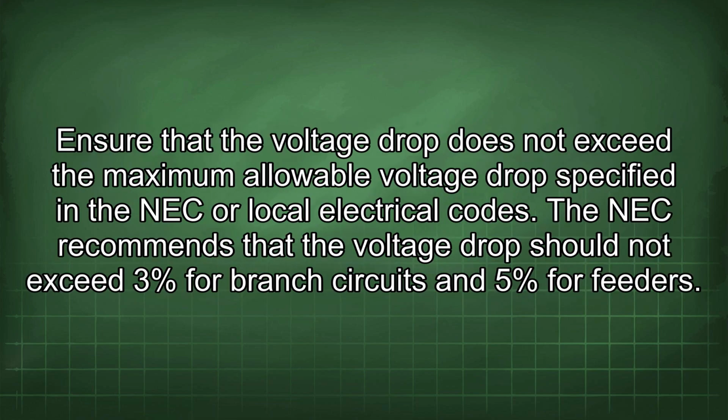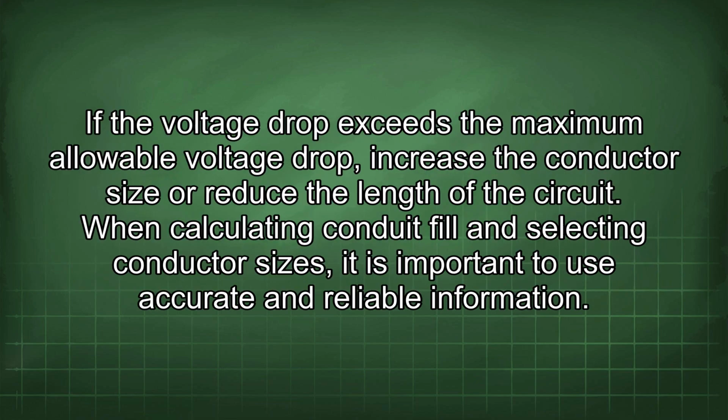Ensure that the voltage drop does not exceed the maximum allowable voltage drop specified in the NEC or local electrical codes. The NEC recommends that the voltage drop should not exceed 3% for branch circuits and 5% for feeders. If the voltage drop exceeds the maximum allowable voltage drop, increase the conductor size or reduce the length of the circuit. When calculating conduit fill and selecting conductor sizes, it is important to use accurate and reliable information.